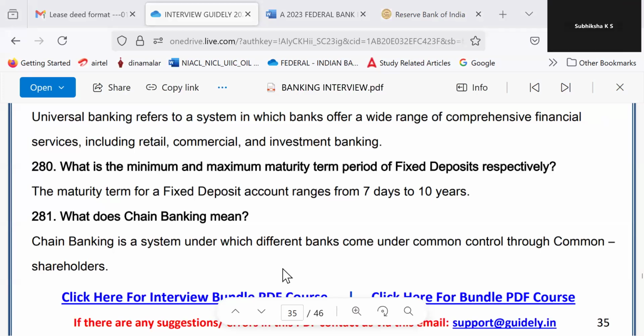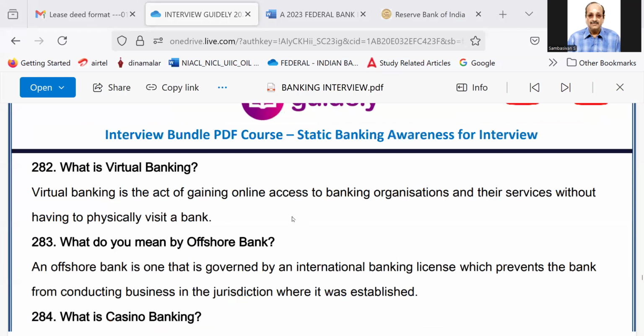Sir, what does chain banking mean? 281. What does chain banking mean? Chain banking is a system under which different banks come under common control through common shareholders. But this type of system is not prevalent in our country. I have not come across it. Continue.